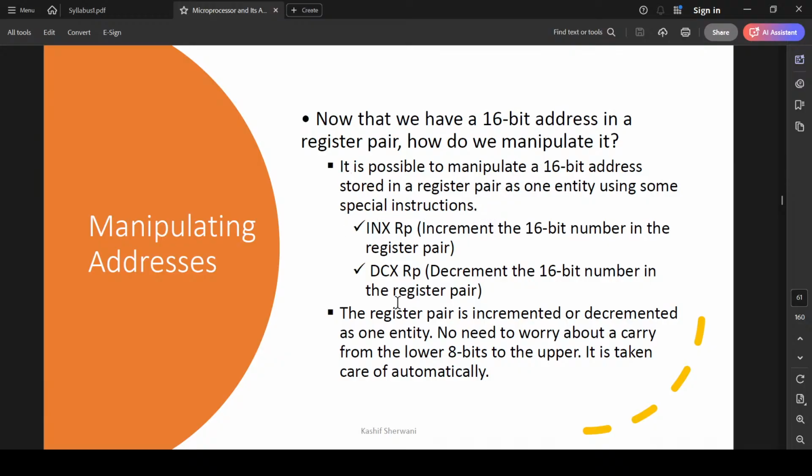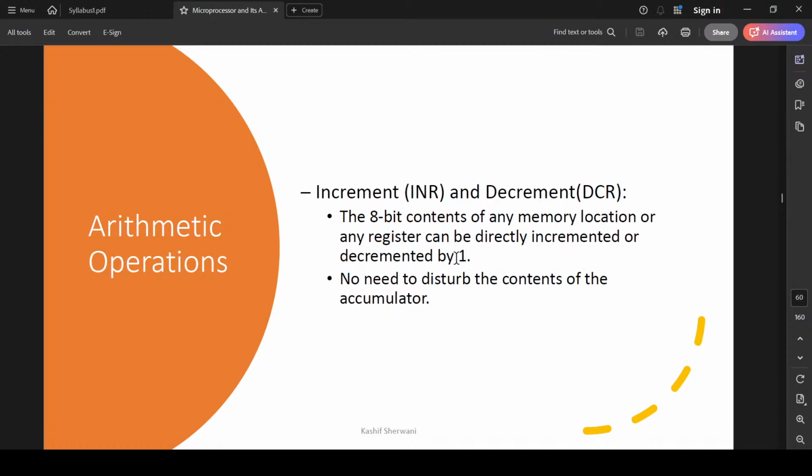So that is INX and DCX. Okay, INX and DCX: increment the location, decrement the location. And before this, increment and decrement the data, the 8-bit content of any memory location.